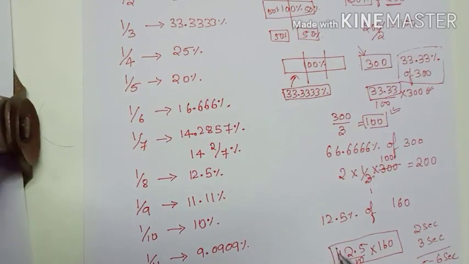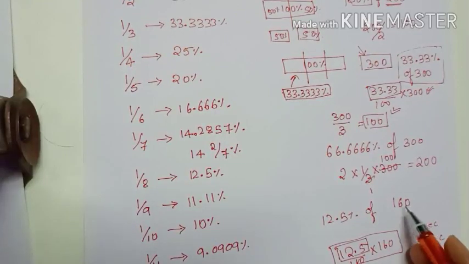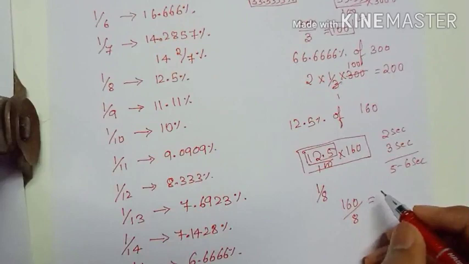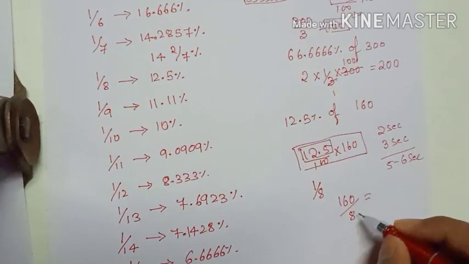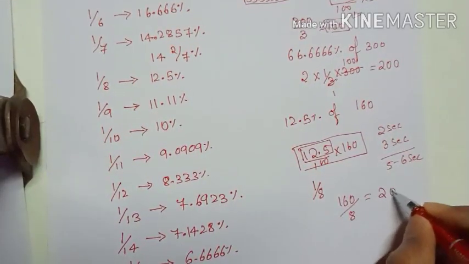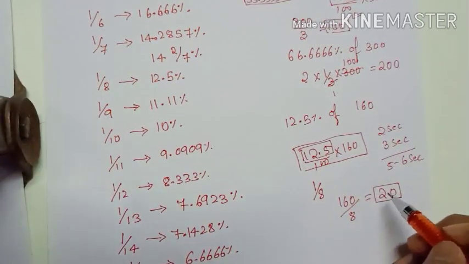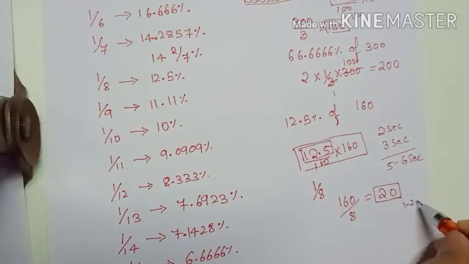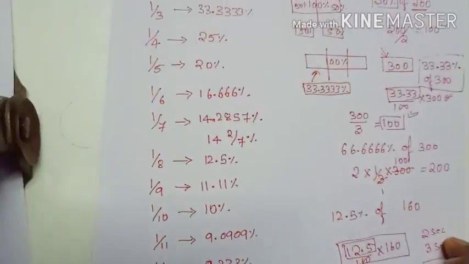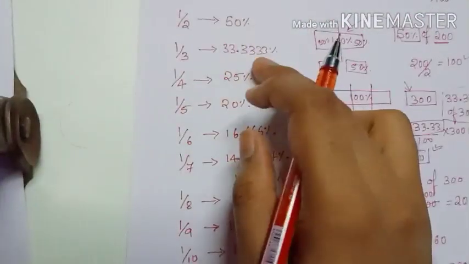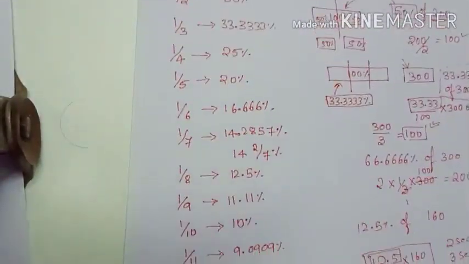So if you remember this, 12.5 represents the fraction 1 by 8. So 8 how many times? 8 2 times. Now what we have to do? 160 divided by 8 we have to do. So 8 2 times 0. So 20 represents 12.5% of 160. See, it hardly takes 1 to 2 seconds to solve this. Yes or no? So it's very important for you people to memorize the fractions as well as their percentage values, right? Okay.